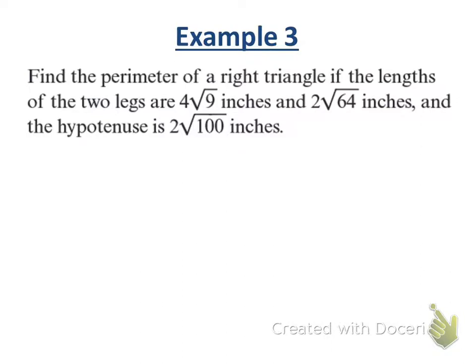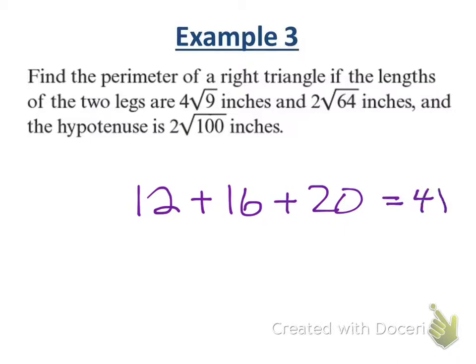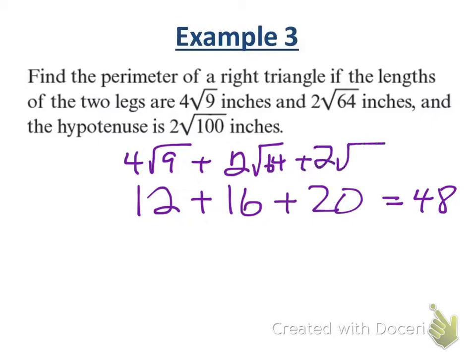The first side is 4 times 3, which is 12, plus 16, plus 20. So the perimeter is 48. Wait, I want to write this down. If you write anything down, Brooklyn, just write this: 4 square roots of 9 plus 2 square roots of 64 plus 2 square roots of 100. Yeah, that's what I wrote. So they're going to give you some expressions like this.